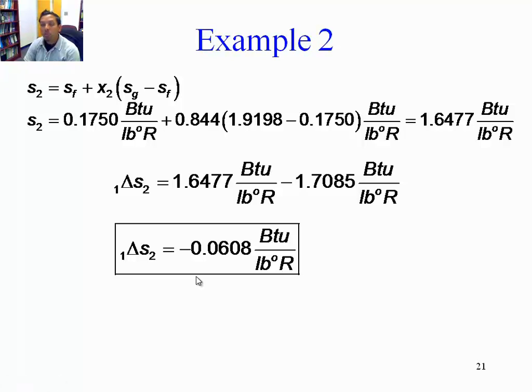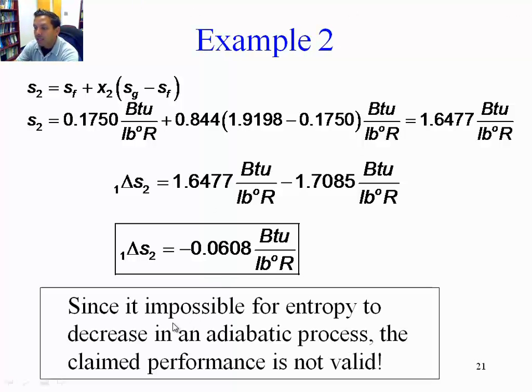That makes the whole process impossible because entropy can never go down in an adiabatic process. Remember that this turbine is insulated. We've eliminated Q from the first law of thermodynamics. The only way that the entropy can go in an adiabatic process is up, or it can stay constant at best for reversible processes. So basically, since it is impossible for entropy to decrease in an adiabatic process, the claimed performance is not valid. So we just demonstrated through another method that the data that was given to us was invalid. Okay, it's flawed.